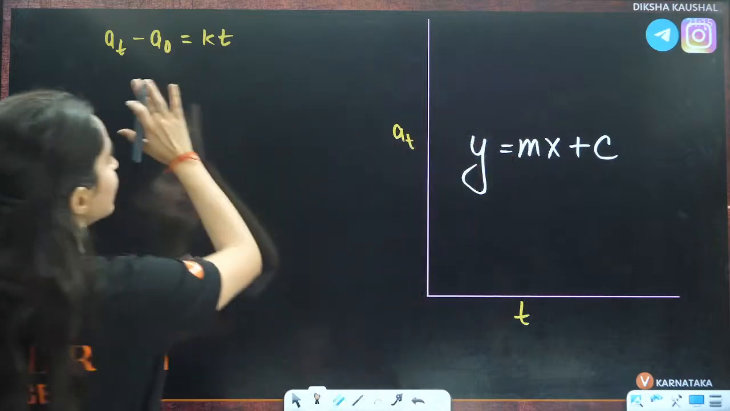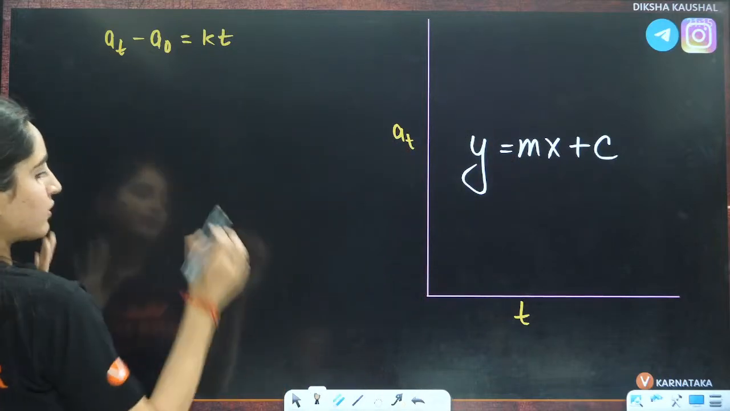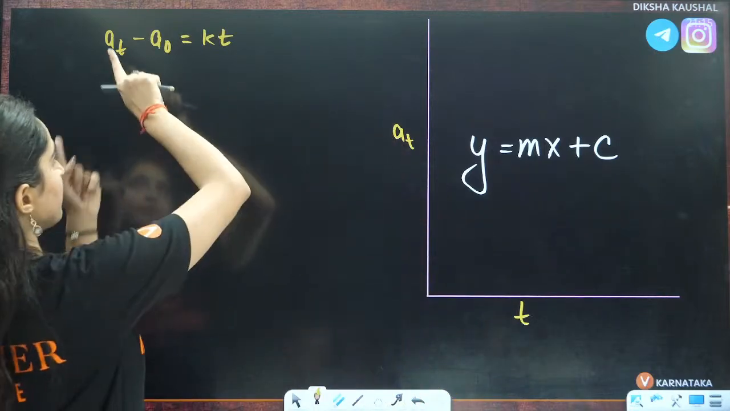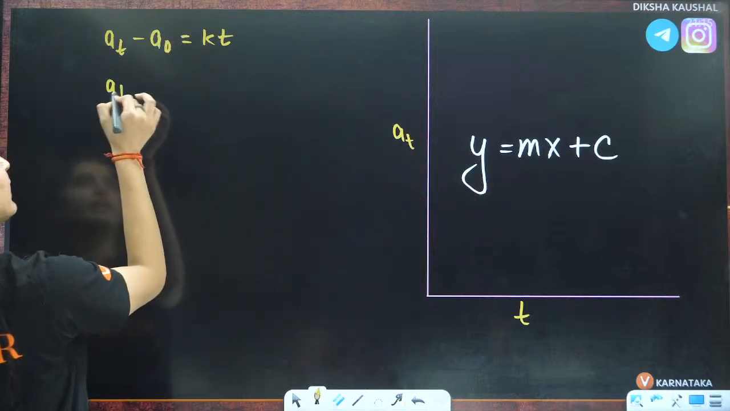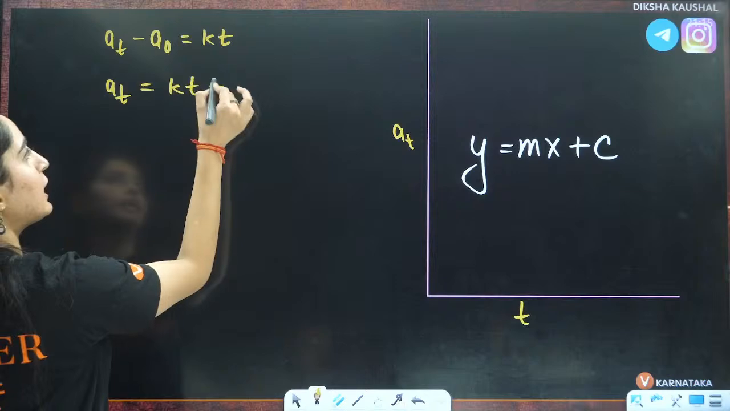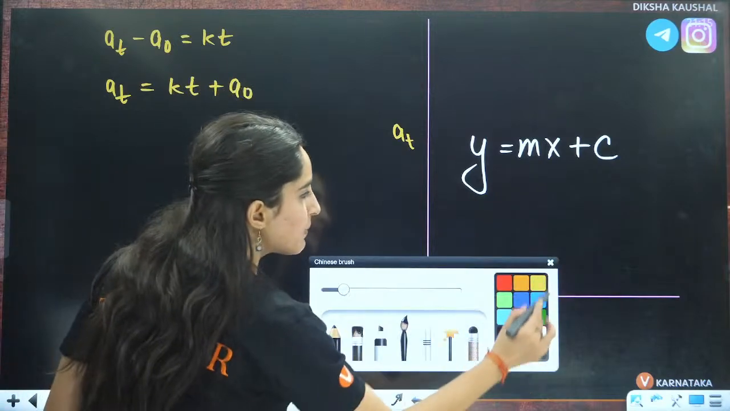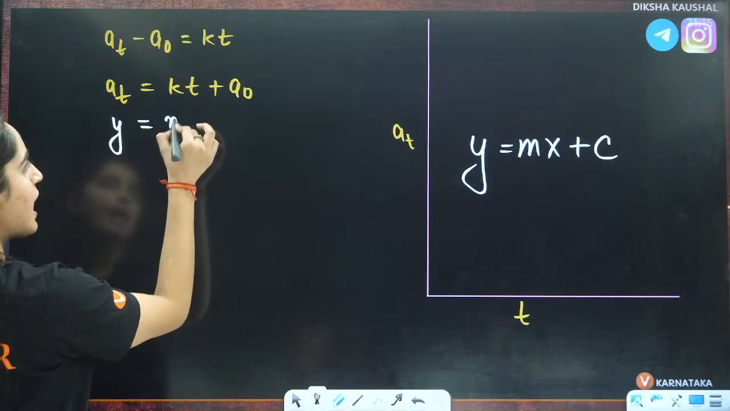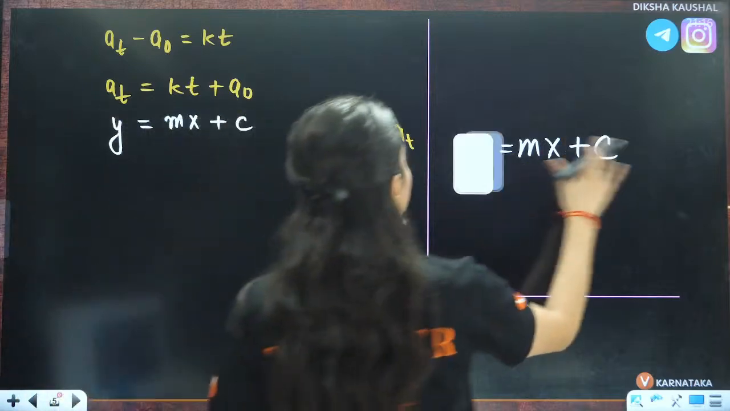So what we will do, we will compare it. This will become your y. So to make it realistic, so that this equation can match this equation, we can write AT equals to Kt plus A naught. This will become y equals to mx plus c. So now, can you see the comparison here?